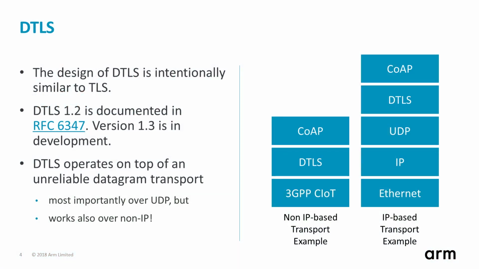DTLS 1.2 is specified in RFC 6347 and was published in January 2012. Version 1.3 is currently in development in the IETF TLS working group and will be discussed in a later webinar. The design of DTLS is intentionally similar to TLS. DTLS operates on top of unreliable datagram transport, and the two example use cases shown on the slide illustrate this.